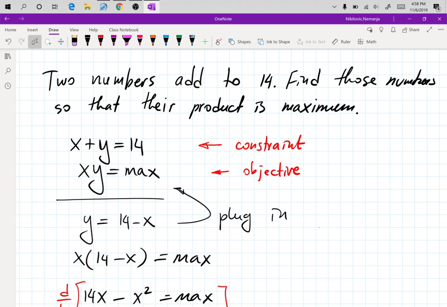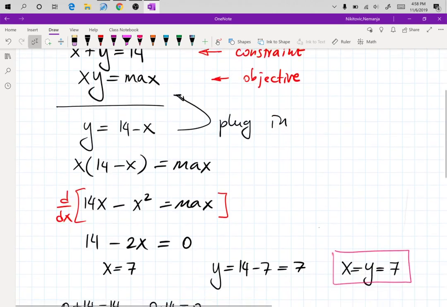Plug the constraint into the objective to eliminate one of the variables. And once you eliminate one of the variables in the objective function, you take the derivative of the objective function because it will have only one variable. And that's the objective function, the one that you want to find the max of. If you're trying to maximize a function, you will find x at which it has a maximum. That's why you are differentiating that function.